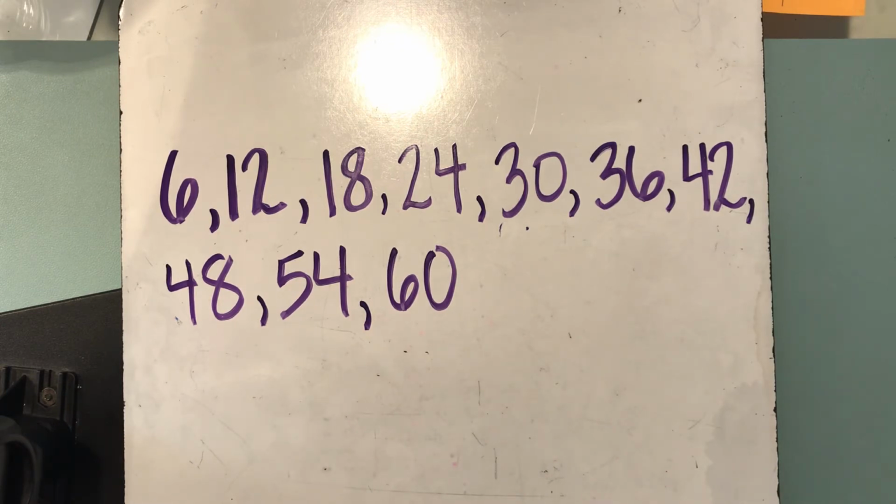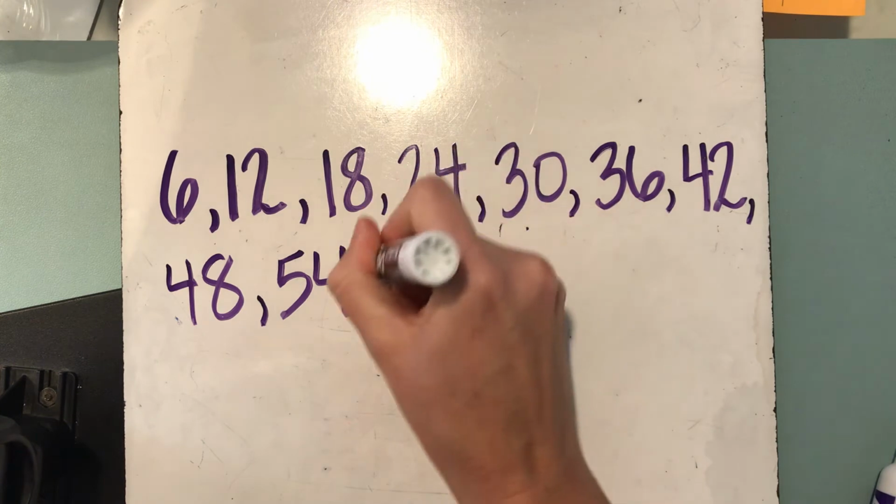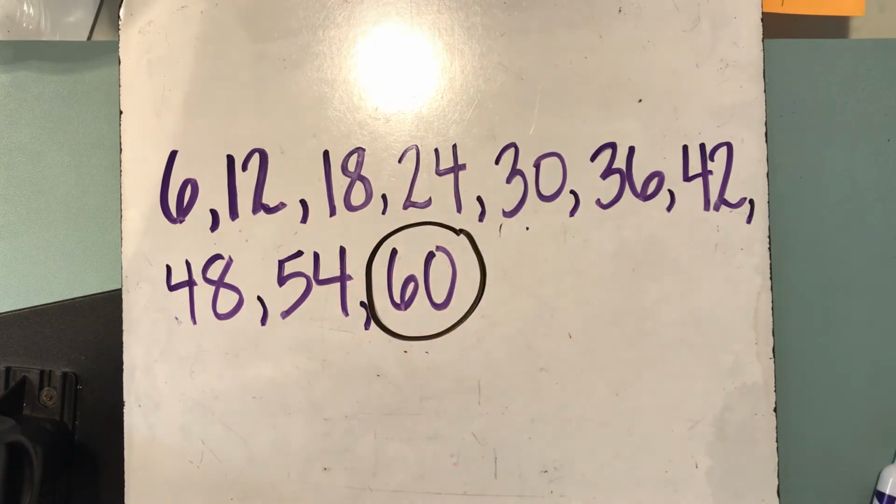So what is the last number in this sequence? And I want you to circle it. Circle the last number in this sequence. You should have circled 60. This is the last number in this sequence.